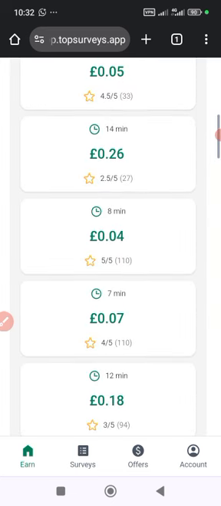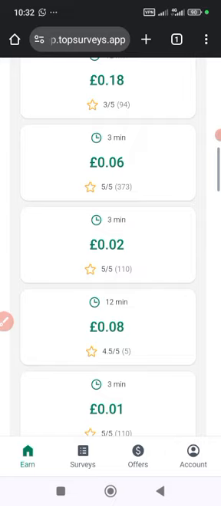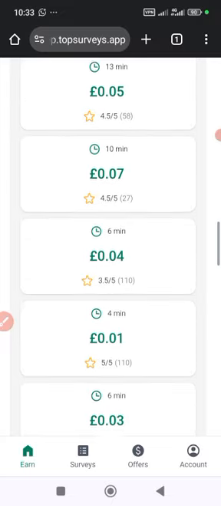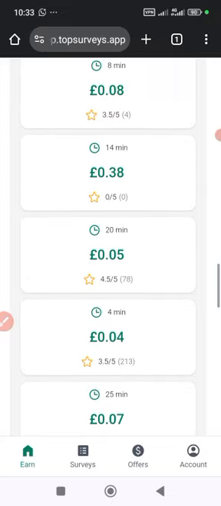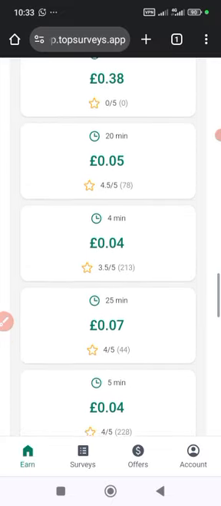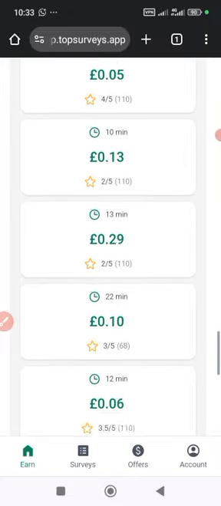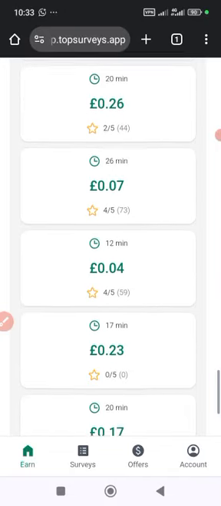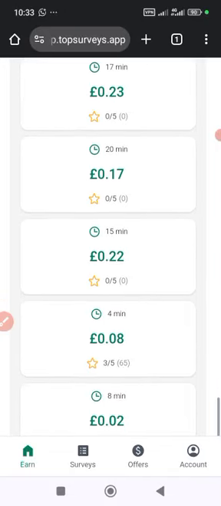So look at what we have here. The values on this account are very, very poor. I'm seeing 0.005, 0.004. The values on this account are very, very poor. 0.26, yes, it's better. 0.23, 0.07.